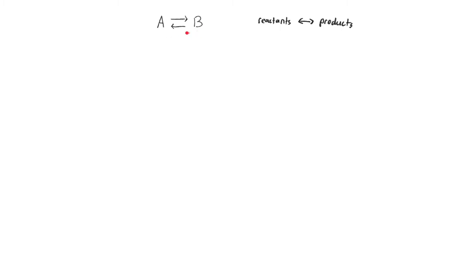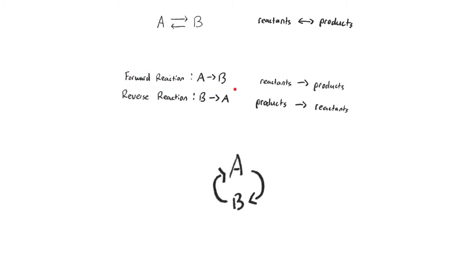The double-sided arrow here represents that the reaction is reversible. In other words, B can turn back into A. We can separate this into two reactions, the forward reaction and the reverse reaction. Let's take a look at what happens in this reversible reaction.